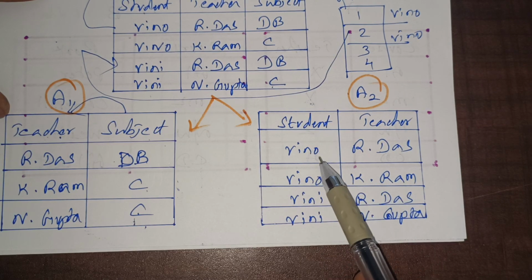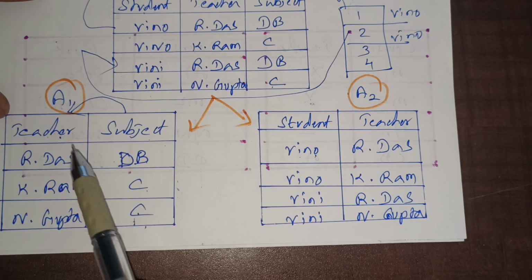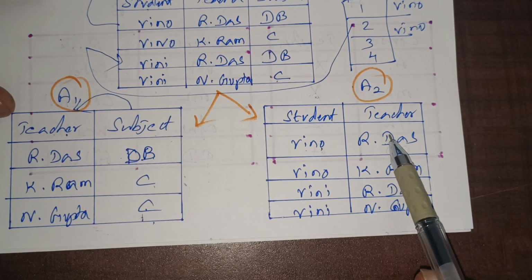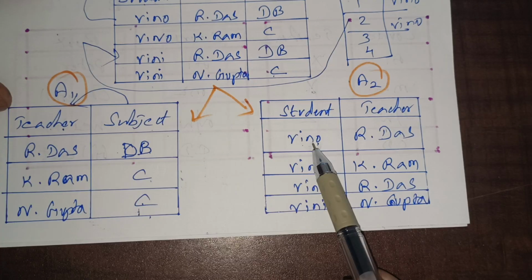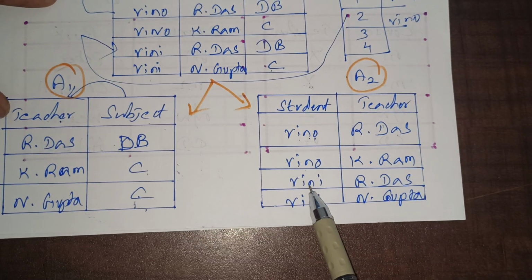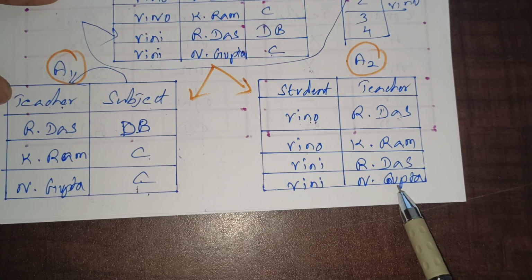So we know that the student column will be repeated for 6 different subjects, and 6 times it will be repeated. But in this case, teacher cannot be repeated. Teacher can be only one, right? Vinod is taking a teacher Das, Vinod is taking a teacher Ram, and Vinny is taking a teacher Das, and Vinny is taking a teacher Gupta.